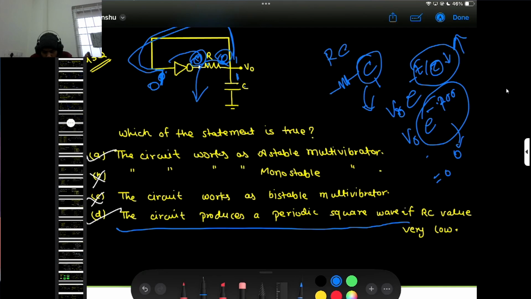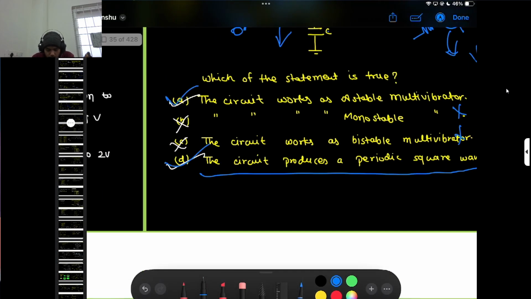So that's why the circuit produces a periodic square wave if the RC value is low. And the circuit works as a bistable multivibrator? No, this is not a monostable multivibrator. No. So option A and option D are correct.